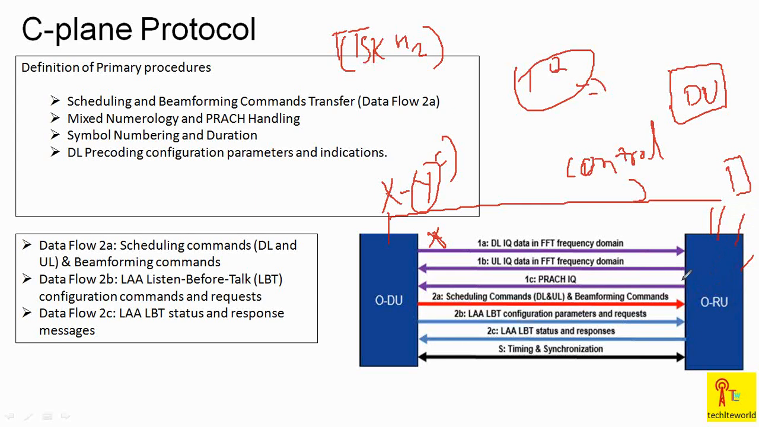So there are a lot of formats. You have heard about PRACH format 0, 1, 2, 3, A, B. In our 5G, there are short formats and long formats. For handling those PRACH formats, we require C plane. Next is symbol numbering and duration.